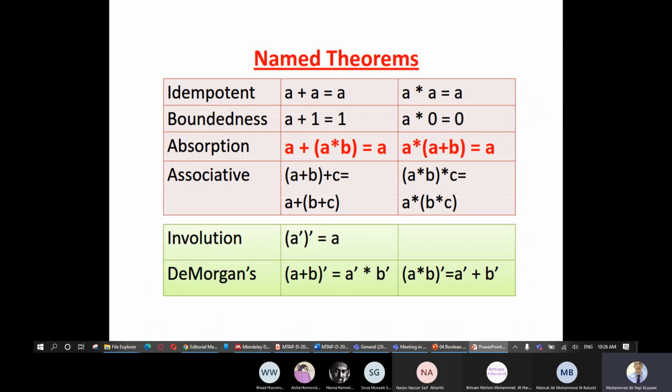Now, these are theory. By the way, I don't want you to memorize this theory. If I give you a question in the exam, you can open it or put it next to you. I don't mind. So the first theorem is idempotent. I want to prove this. A plus A is equal to A always, and A dot A is equal to A always.